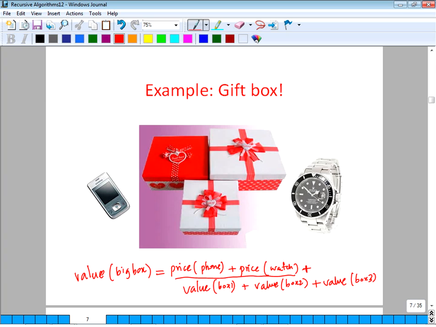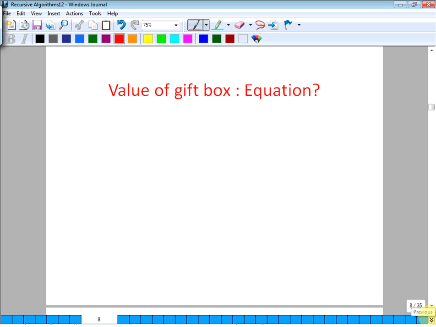So that's the philosophy behind recursion. You take a big problem and try to break it down. Then you represent it in terms of the solution for the smaller problems. Okay. Let's see. So we wrote that equation.